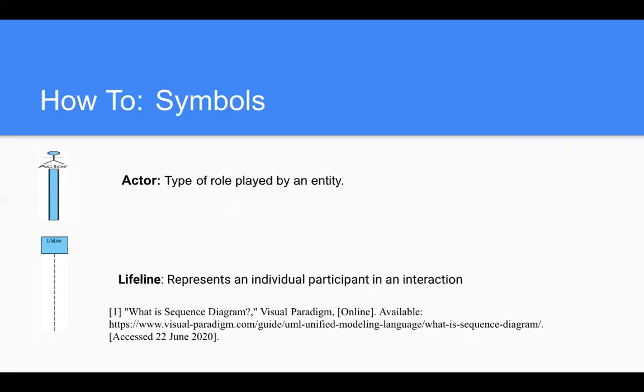Something else to note is that an actor does not necessarily represent a specific physical entity, but merely a particular role of some entity. A person may play the role of several different actors, and conversely, a given actor may be played by multiple different persons. The next one is a lifeline. A lifeline just represents an individual participant in the interaction.